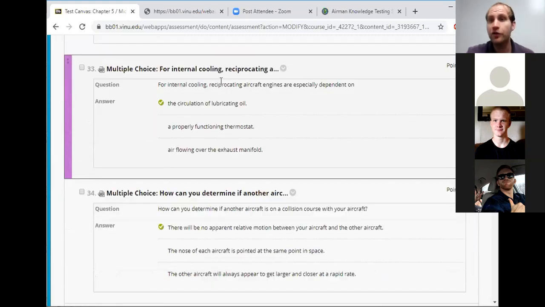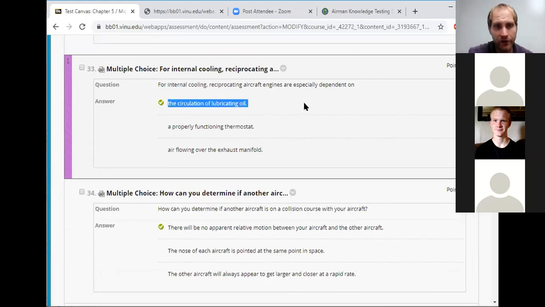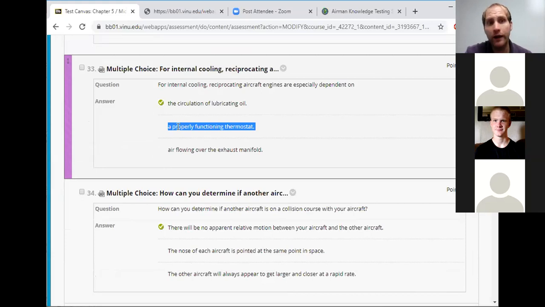All right, here's a chapter 2 question for you. Internal cooling. A reciprocating aircraft engine is especially dependent on the circulation of lubricating oil. That is the correct answer. So answer choice B is a distractor. We don't have that. We have an air-cooled engine, so we don't really have a thermostat per se. Answer choice C is a distractor because it says air flowing over the exhaust manifold. The exhaust is going to be really hot, and throwing air over it could help cool it down. But we're trying to talk about internal cooling, so the actual inside of the engine. So lubricating oil is the best answer here.